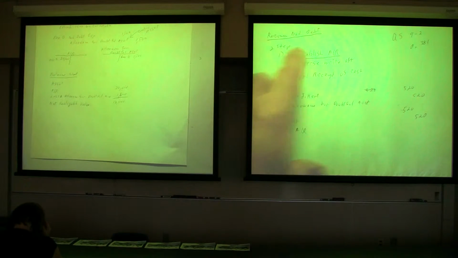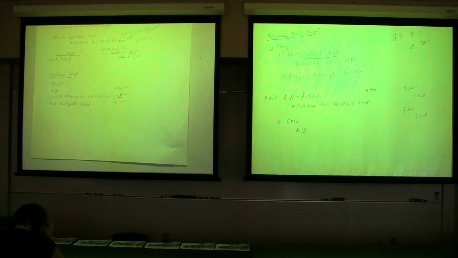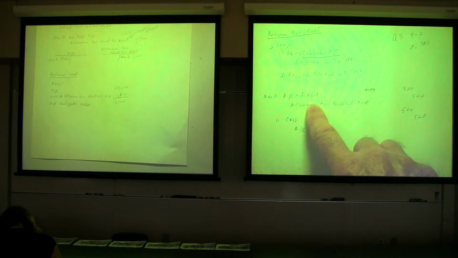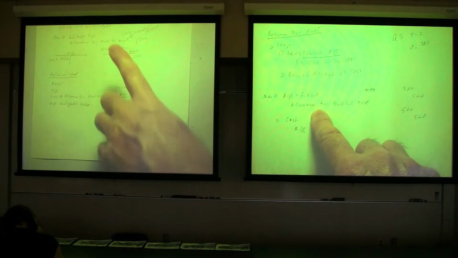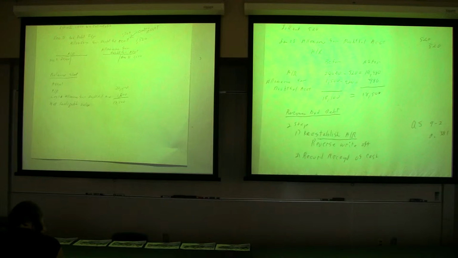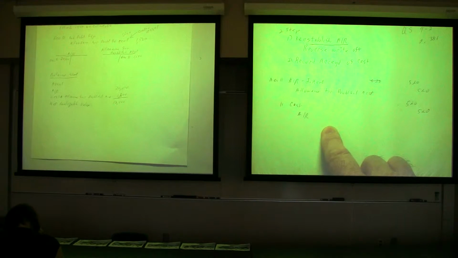write-off method. Step 1 reestablishes the account receivable by reversing the write-off, and step 2 records the receipt of cash. So in this case, J. Kent now sends you the 520, so you debit the accounts receivable and credit the allowance. That reverses the write-off. Here's the write-off, you reversed it. And then here's your receipt of cash.